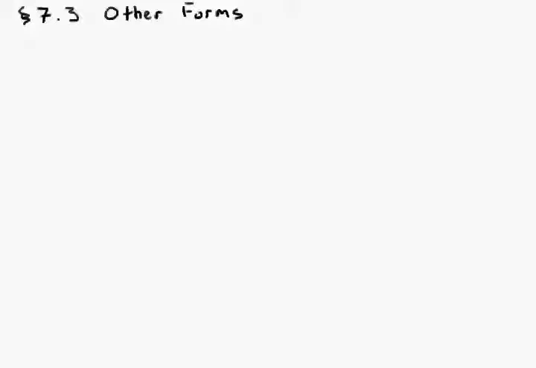In this video, section 7.3, other forms of linear systems. We'll start off with a nice interesting linear system here. 3x plus 2y is equal to 7. x plus y is equal to 5. So, unlike the previous ones that we were looking at, there's no obvious way that we can solve this.